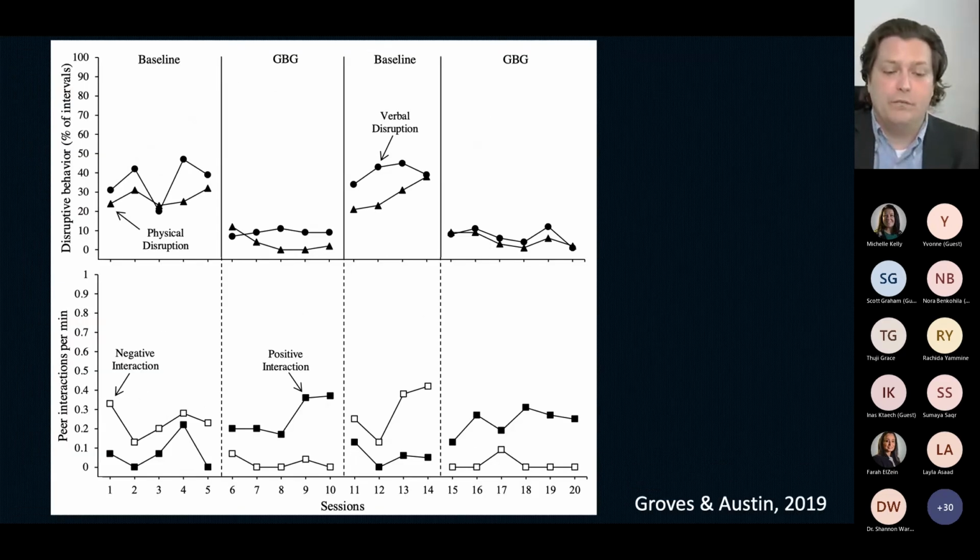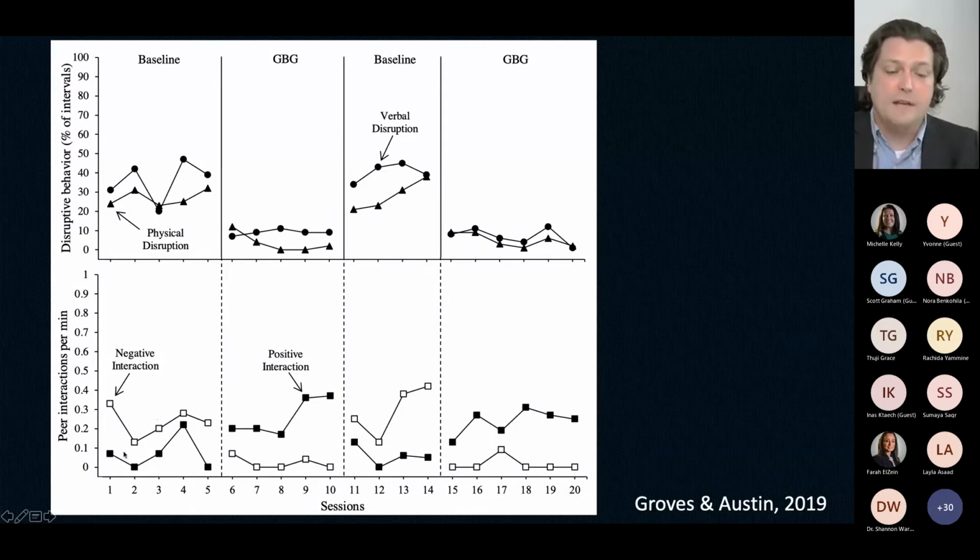And then here's another really cool study that Emily Groves and Jen Austin from the University of South Wales conducted in 2019. So they looked at the classic target behaviors of physical disruption and verbal disruption. So these are just distracting, disruptive behaviors that students may engage in. But they also looked at peer interactions.